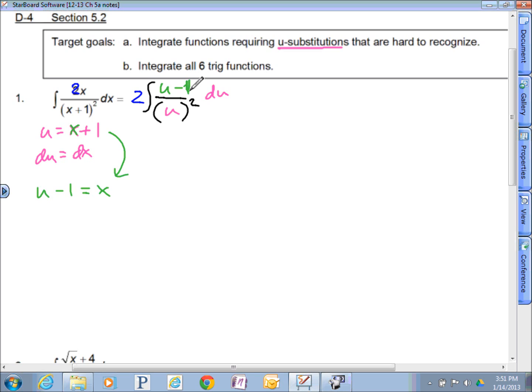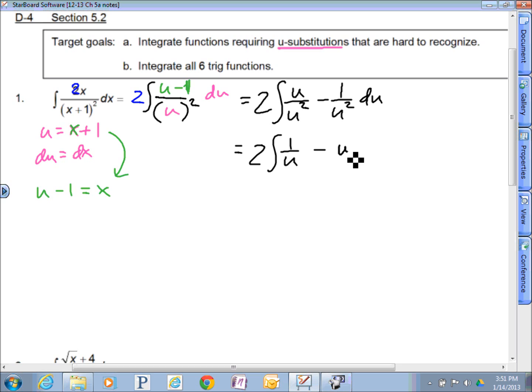So now if we wanted to do this integral, let's see. I've got multiple terms in the numerator, so I think I'm going to make multiple fractions out of this. So I've got 2 times the integral of u over u squared minus 1 over u squared du. And so let's see, that first term, that's u over u squared. That would be the same as 1 over u. Minus 1 over u squared.